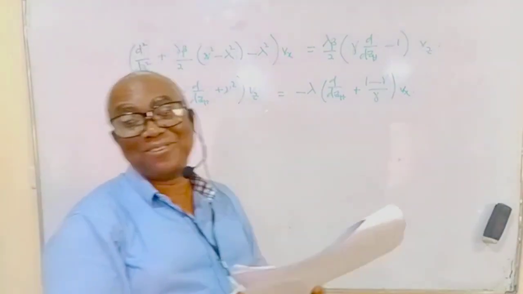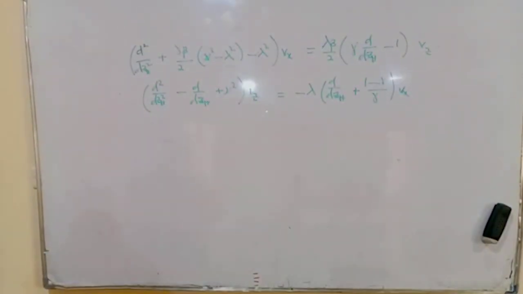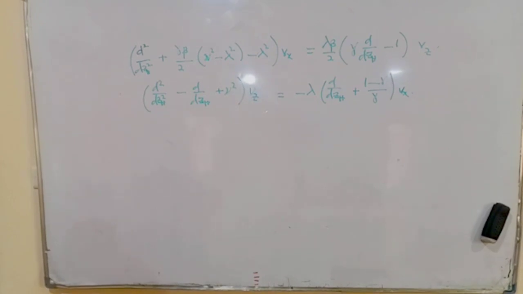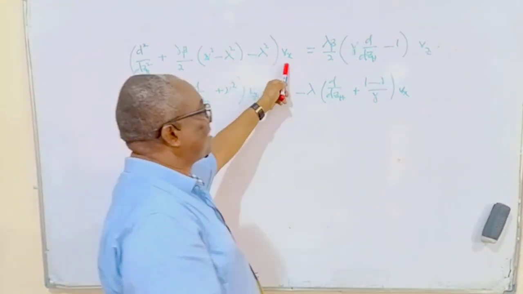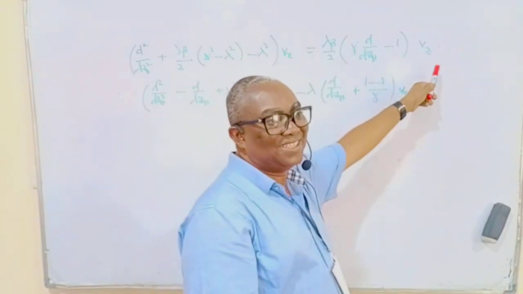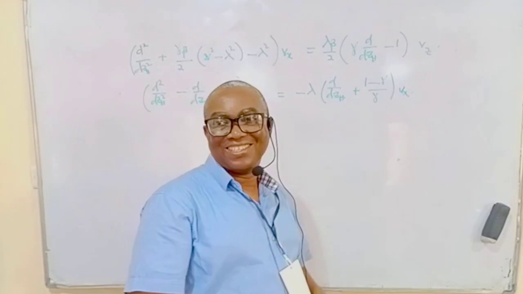Okay, we have two beautiful husband and wife. You know why they are husband and wife? They are coupled. You see, VX, VZ, VZ, VX. They are coupled.